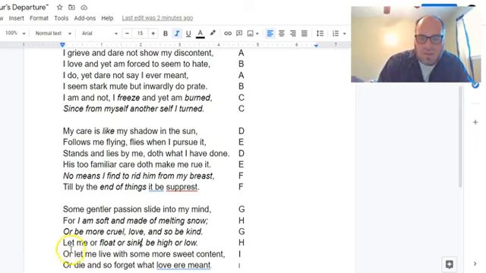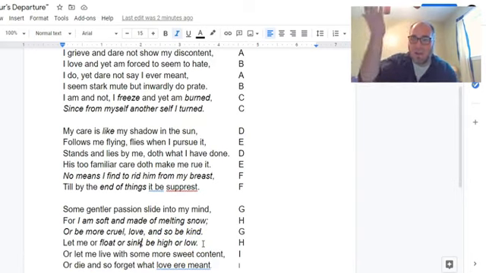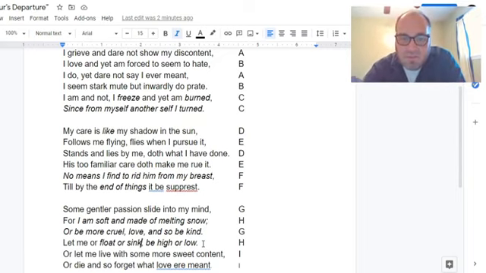Anyway, she continues, "let me float or sink, be high or low." Now, metaphorically, she's talking about her emotions. She's like, I just want consistency. I'm tired of this up and down roller coaster that we're living. I'm tired of being high and low and high and low. Just let me flatline somewhere. It's gotta stop. So let me have some emotional consistency. "Or let me live with some more sweet content."